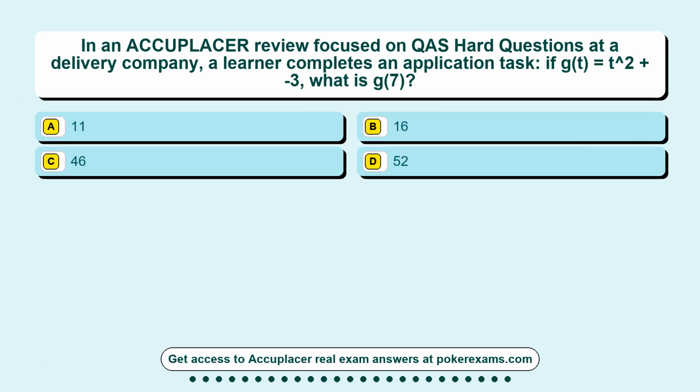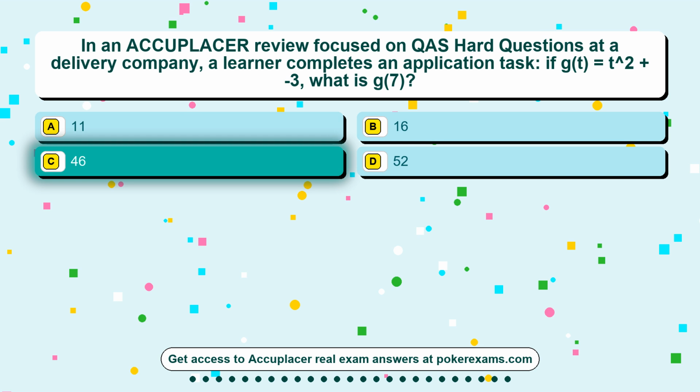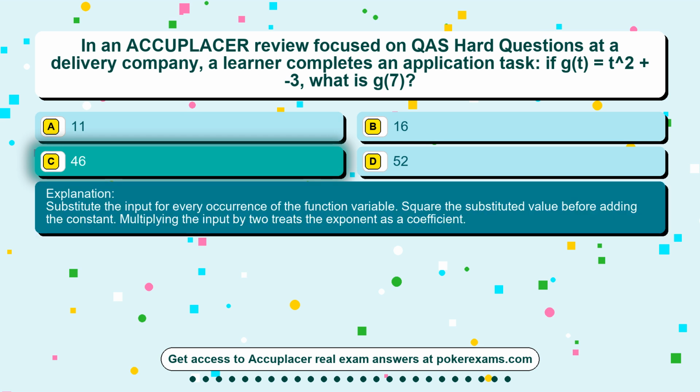Question 7. In an ACCUPLACER review focused on QAS hard questions at a delivery company, a learner completes an application task. If g(t) equals t^2 + 3, what is g(7)? Option A 11, option B 16, option C 46, option D 52. The correct answer is option C, 46. Substitute the input for every occurrence of the function variable. Square the substituted value before adding the constant. Multiplying the input by 2 treats the exponent as a coefficient.